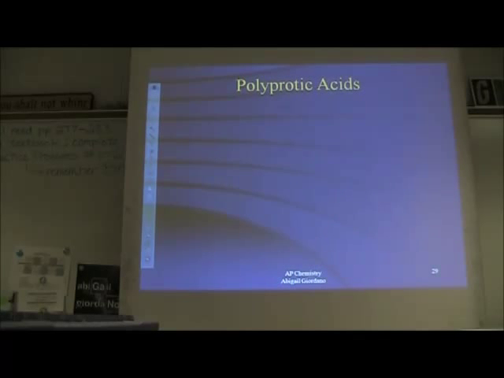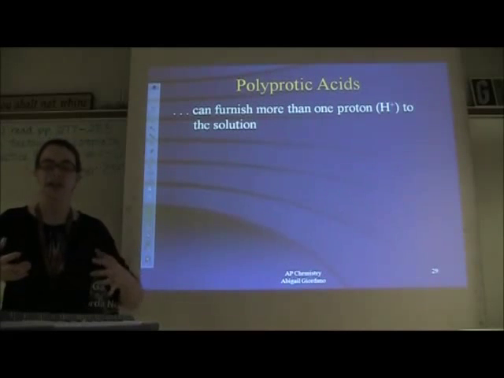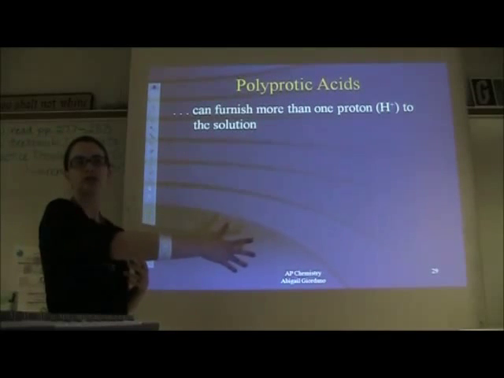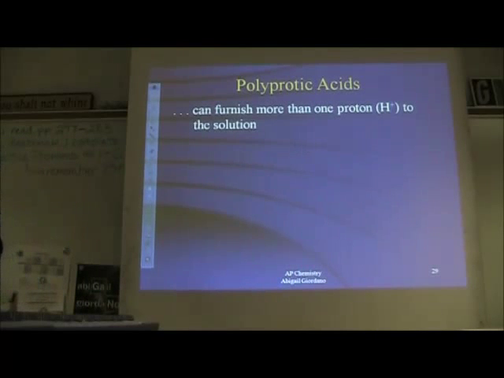Please remind me, we've seen this word before. What does polyprotic mean? Many what? Protons, okay? It means, more specifically, an acid that can donate, because remember, that's the definition of an acid, something that can donate a hydrogen ion. These are acids that can give away not just one, but 2 or 3. And here's an example. This is carbonic acid.